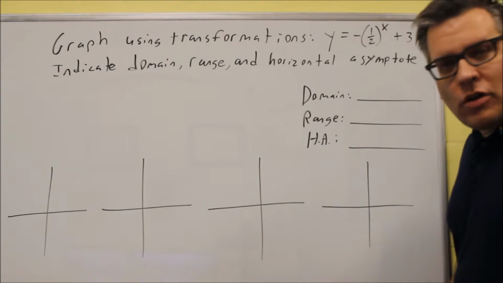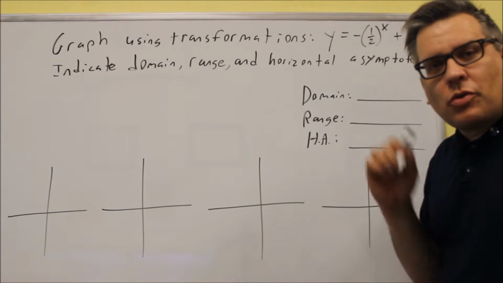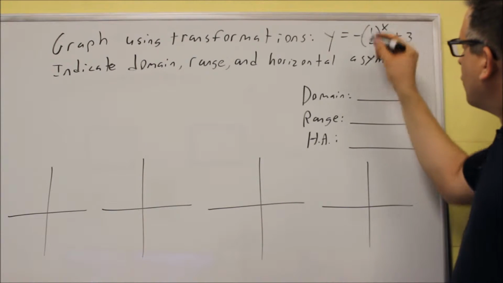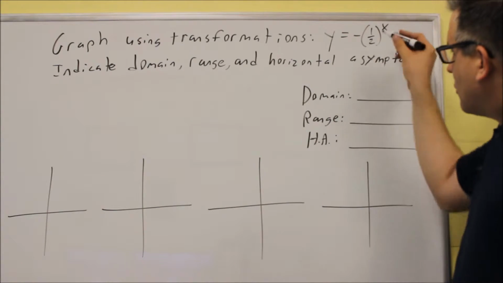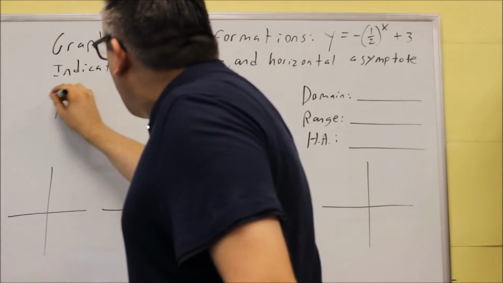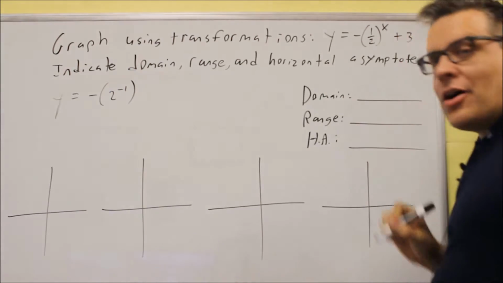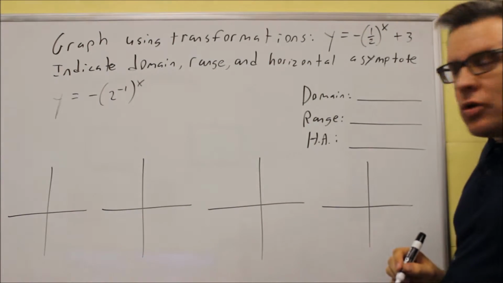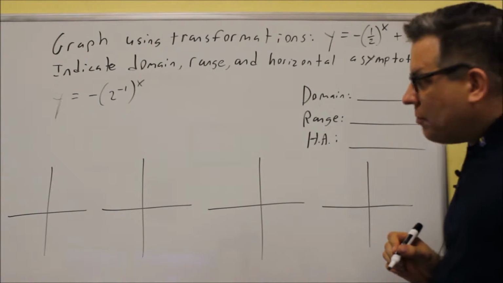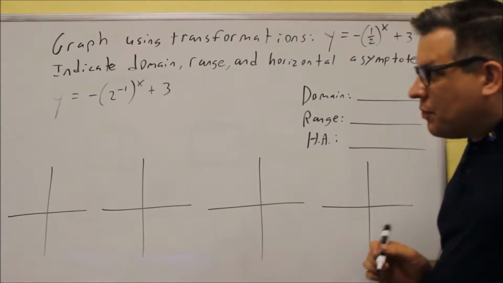Okay, so we're going to look at another one that has a fraction on the bottom. Like we talked about before, we're going to first rewrite this one, get it into a more familiar form. So for this one, we have y equals, there's a negative there. I'm going to change the 1/2 into a negative exponent. So we change it into 2 to the negative 1. So now we have that as our equation.